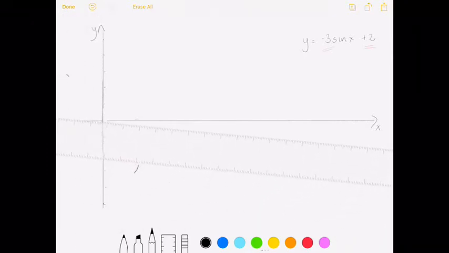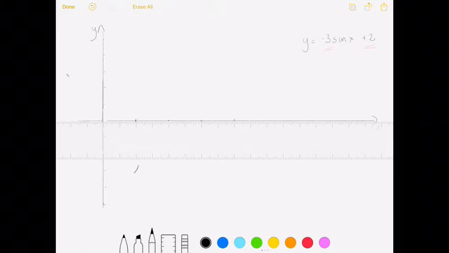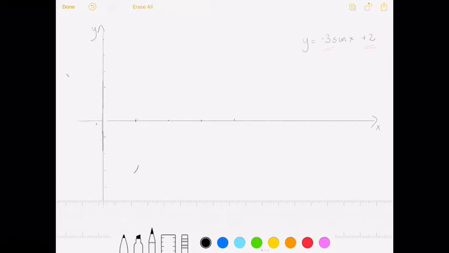So our first point will be (0, 2). The next point will be (90, -1). The next point will be (180, 2). The next point will be (270, 5). And the last point will be (360, 2). Making all those changes as per the equation of the sine wave.